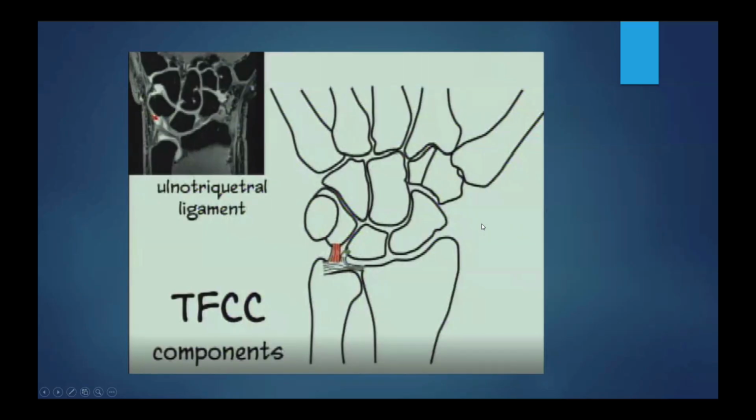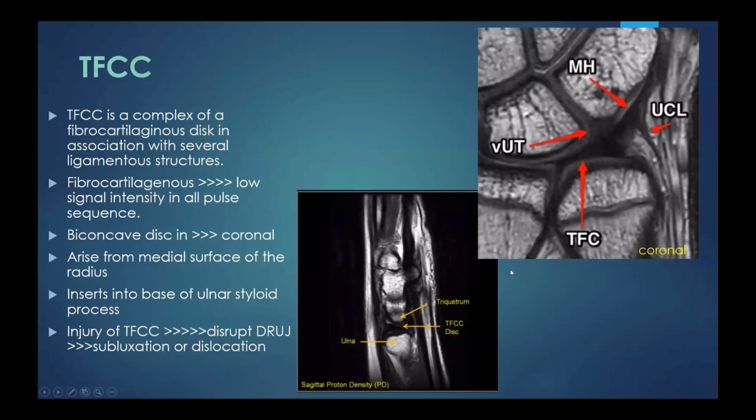Now I will talk about the triangular fibrocartilage. Triangular fibrocartilage is a complex of fibrocartilaginous disc in association with several ligamentous structures. When we say fibrocartilaginous, it means it should have low signal intensity in all pulse sequences. It arises from the medial aspect of the radius and inserts into the base of the ulnar styloid process. Injury to the triangular fibrocartilage will disrupt the distal radioulnar joint and might lead to subluxation or dislocation.